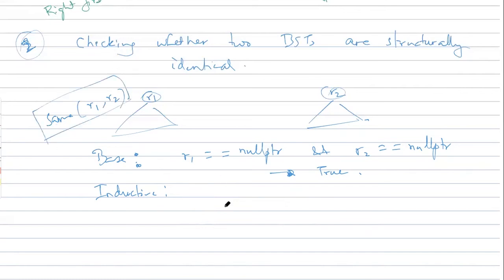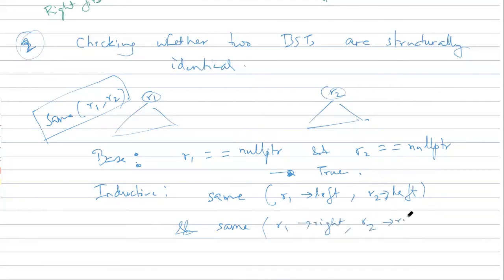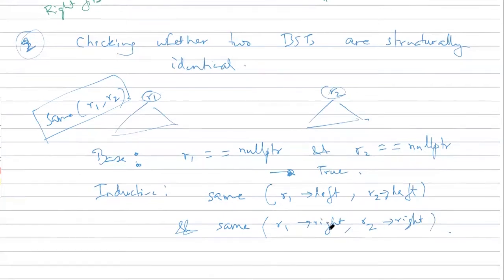So this is our recursive function. So we can call same on what? The left subtree has to match and the right subtree has to match, right? So we can say R1 left and R2 left. And similarly, R1 right and R2 right. Correct? Then that should recursively take care of it.